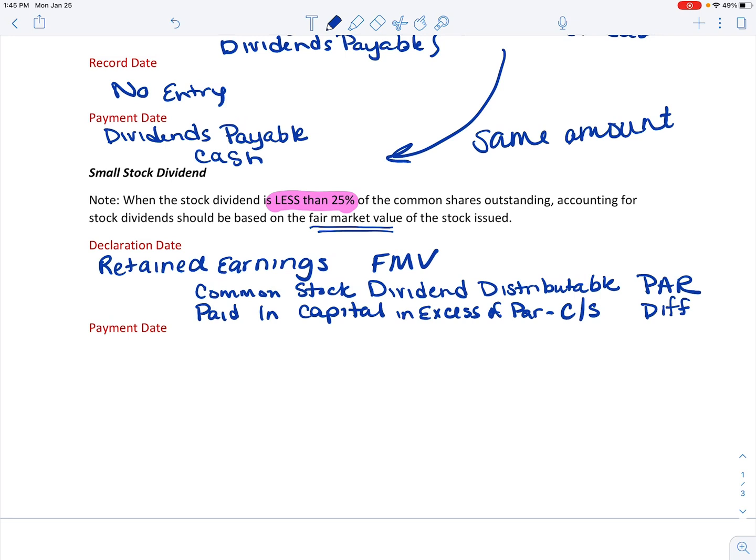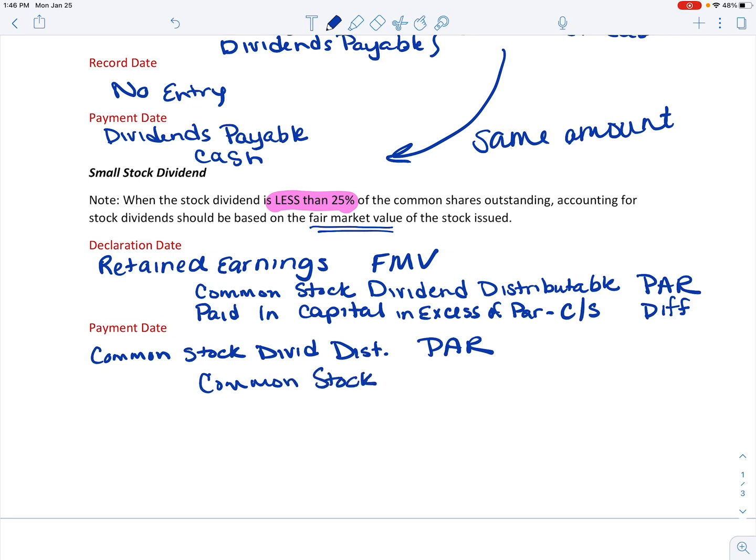At that payment date, we're just going to decrease that liability by debiting our common stock dividend distributable. Again, this is for our par value. That's what we recorded it for to begin with. And then our debit is to common stock. Or sorry, our credit is to common stock. Said debit, wrote credit. This again should be a credit to common stock at par value. So that's a small stock dividend.